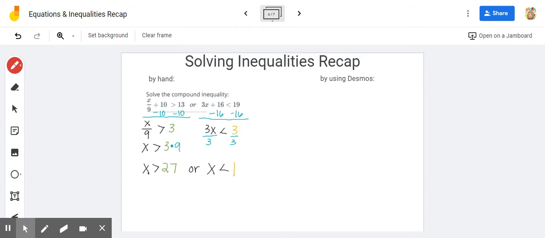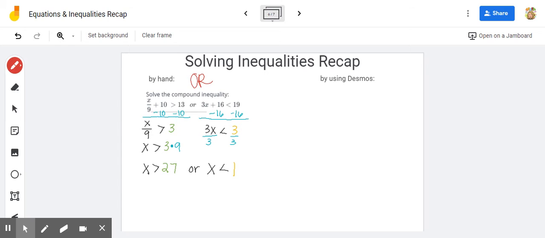Now, another one that you may see is the or inequalities. Now, or faces opposite directions. So if I want to complete this, I just solve each of these mini inequalities by themselves. So I'll subtract 10, and then instead of dividing by 9, to undo it we multiply. So x is greater than 27, and then I'll do the second inequality by subtracting 16, dividing by 3, and getting x is less than 1.